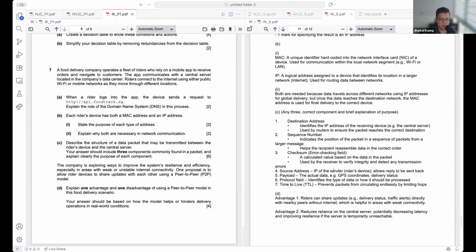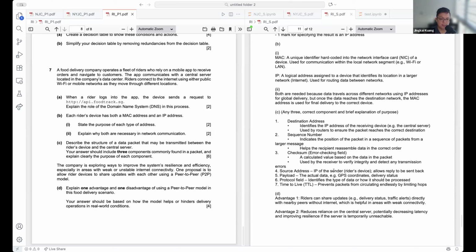Okay, question C, I think this is the one that might trip you up. Identify three components in a data packet and what they are for. If you look at the answer, there are a lot of things there. But I would say, if you have to remember three of them, just remember a few.